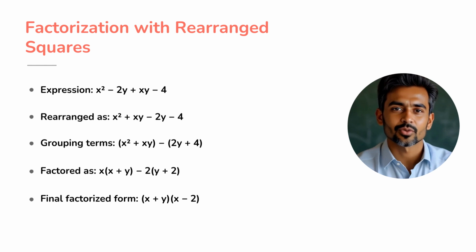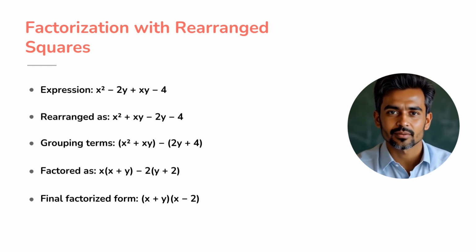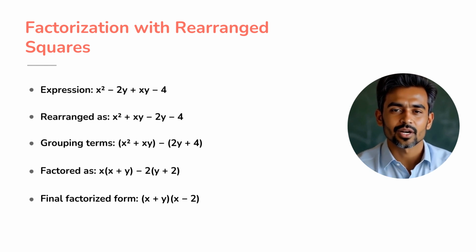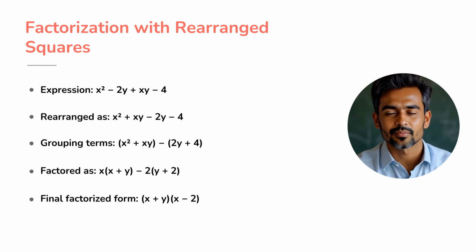Here's one where we need to rearrange and group. Let's take x squared minus 2y plus xy minus 4. Step 1. Rearranging, we write it as x squared plus xy minus 2y minus 4. Step 2. Group terms. Group 1, x squared plus xy. Group 2, minus 2y minus 4. Step 3. Factor each group. From the first group, take x common: x into bracket x plus y. From the second group, take minus 2 common: minus 2 into bracket y plus 2.